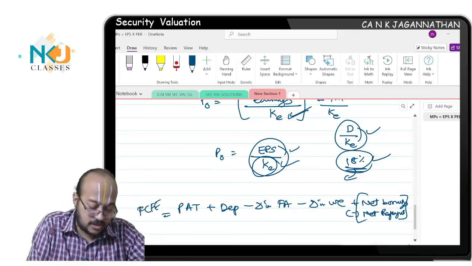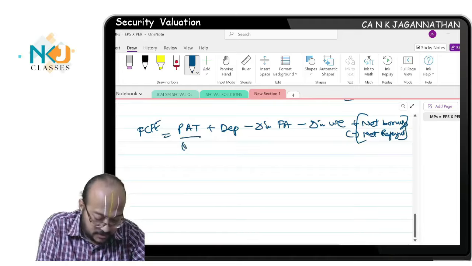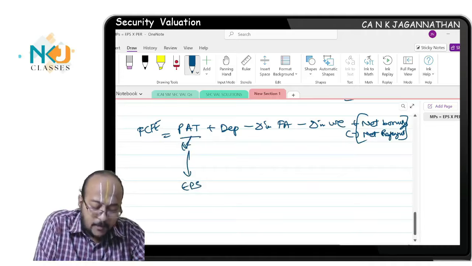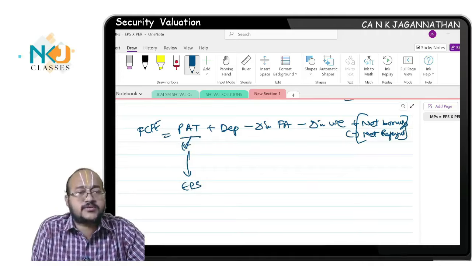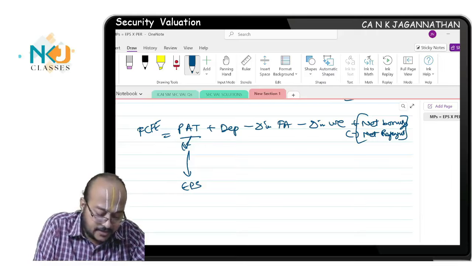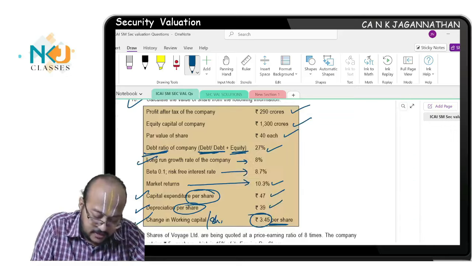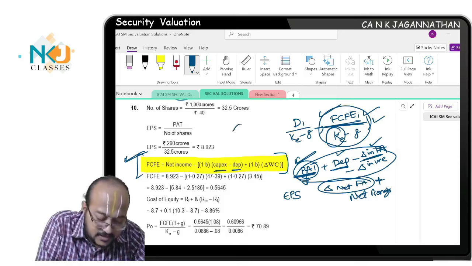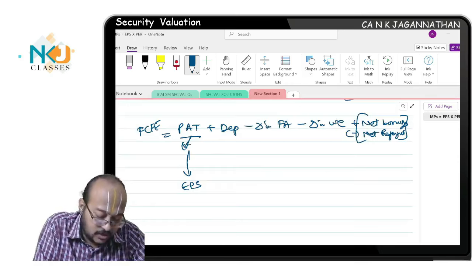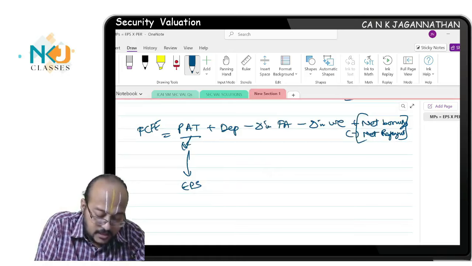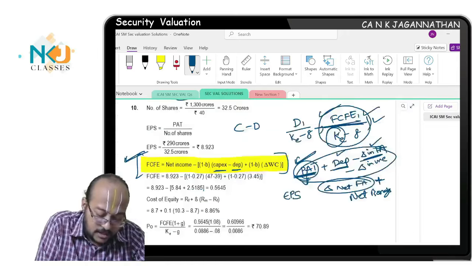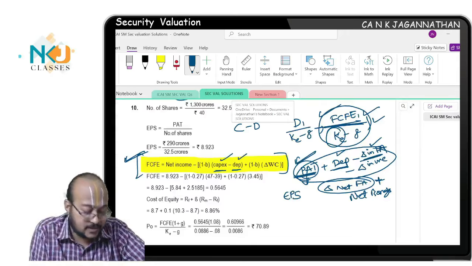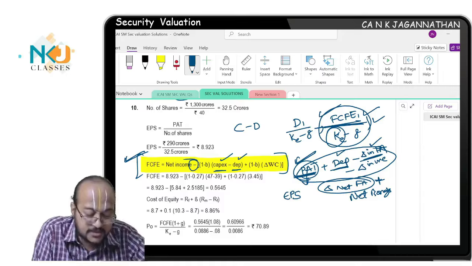Now on a per share basis, you see what happens. I divide PAT by the number of shares and I get EPS. Depreciation per share is there, plus depreciation minus change in fixed assets. I can write it cumulatively as capex minus depreciation, C minus D. Capex minus depreciation gives net capex. Either way, I am going to reduce this number from PAT.